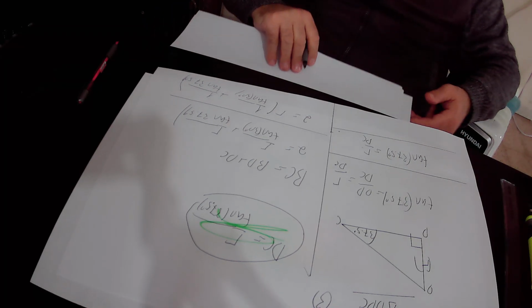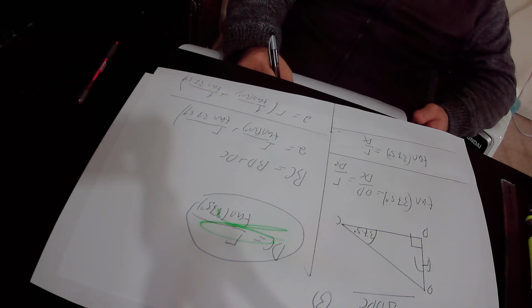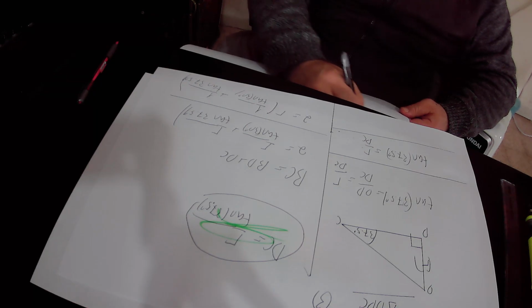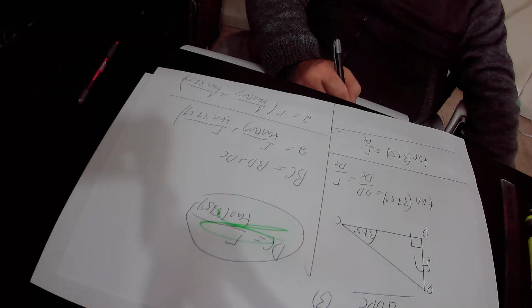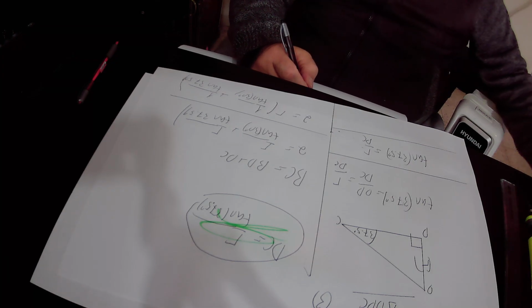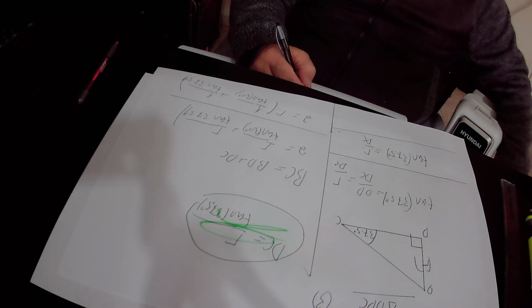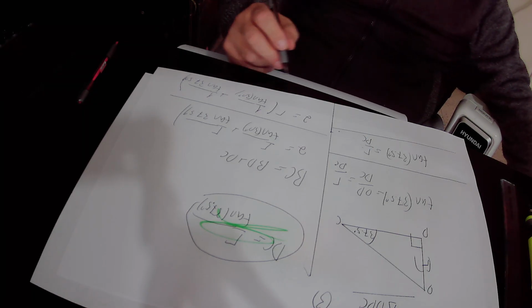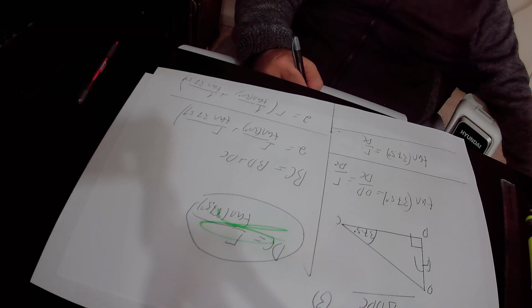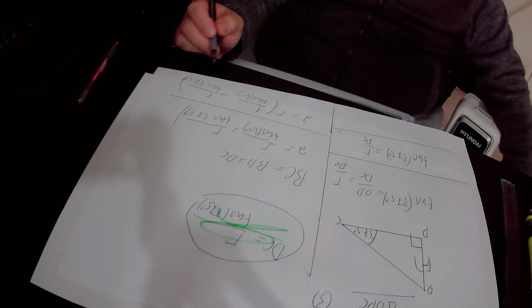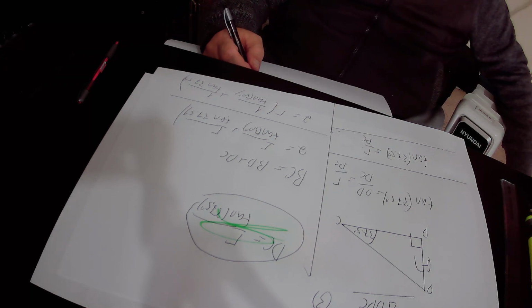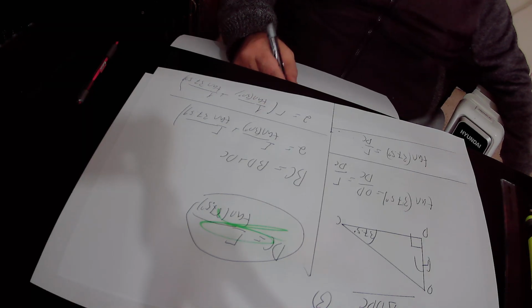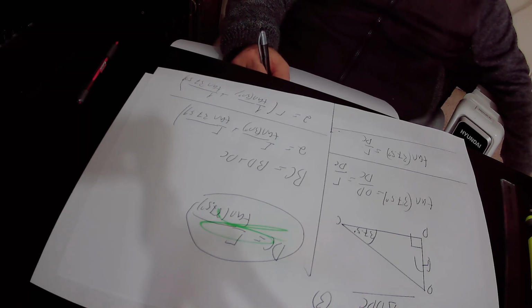So 2 equals R times the bracket: 1 over tangent 30 degrees, which equals 1.732, plus 1 over tangent 37.5 degrees, which equals 1.3032.